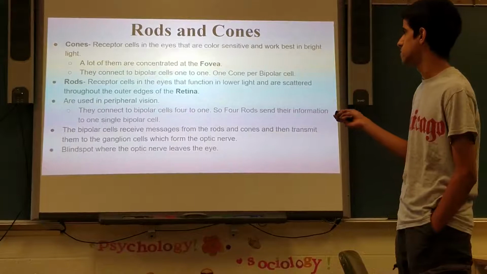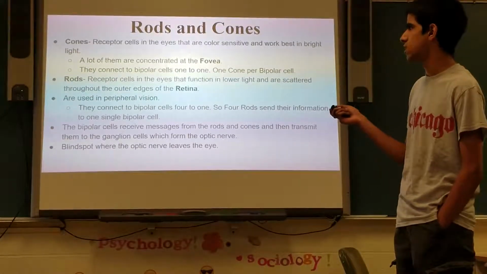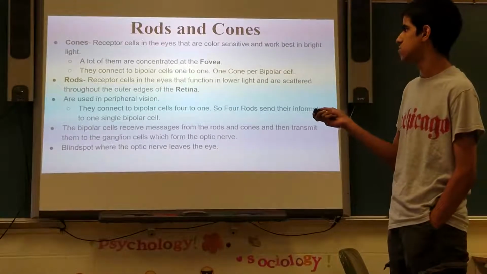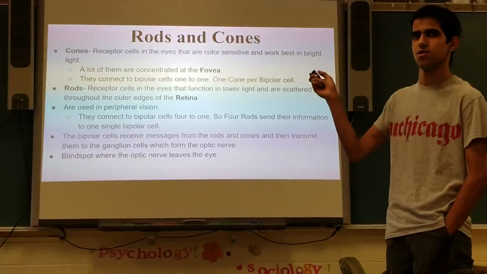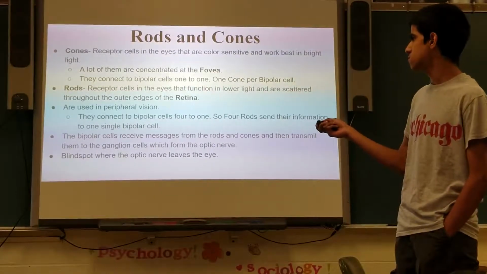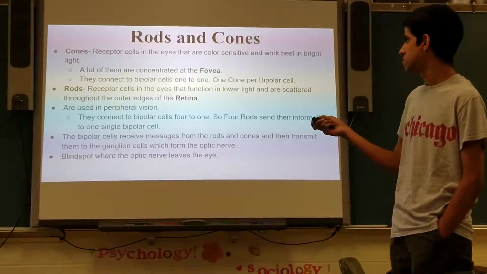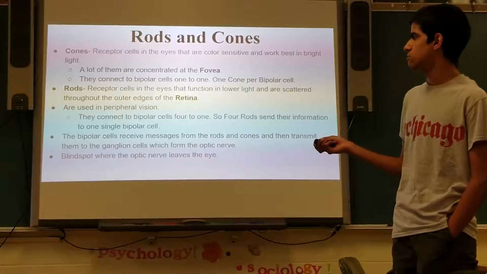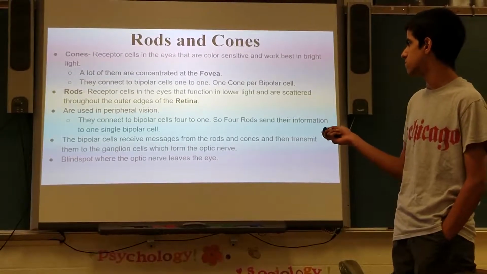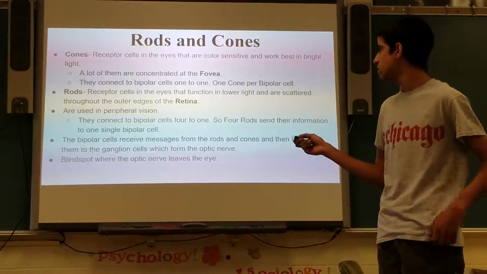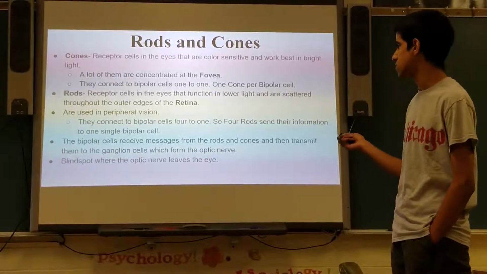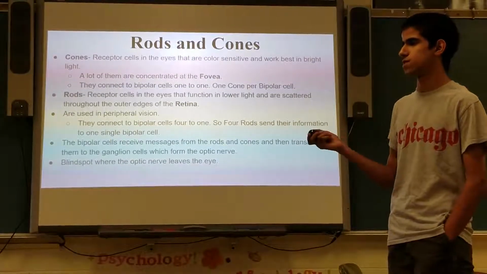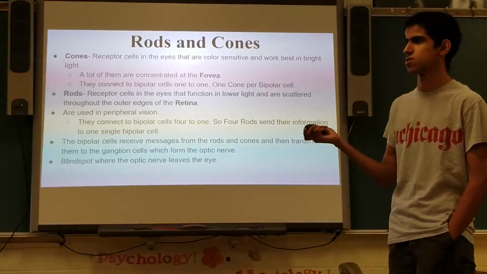Rods are the receptors in the eyes that function in low light. They're scattered throughout the outer edges of the retina, and because they're on the edges, they're great for peripheral sight. That's what they're used for when the sun is out and whatnot. Remember that 4 to 1 for the bipolar cells. So 4 rods will send their information to 1 single bipolar cell. The bipolar cells receive the messages, meaning the impulses, from the rods and cones, and then transmit them to the ganglion cells, which eventually form the optic nerve. And where the optic nerve leaves the eye, there's a blind spot there because there are no receptor cells there.